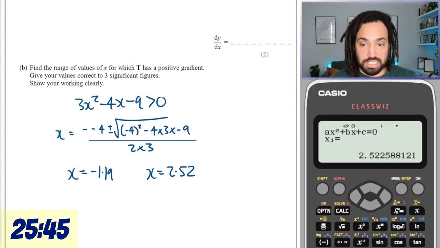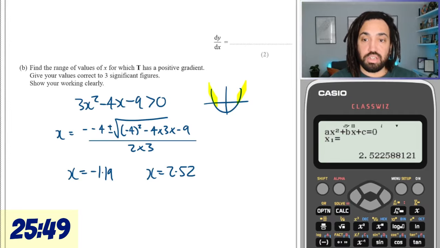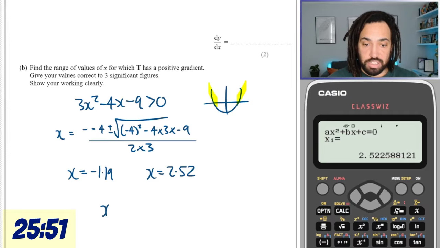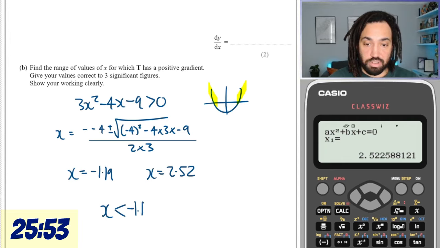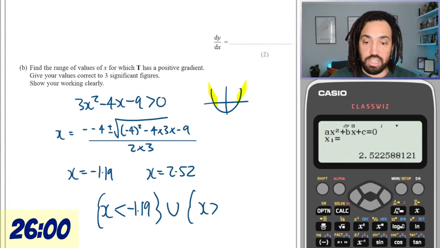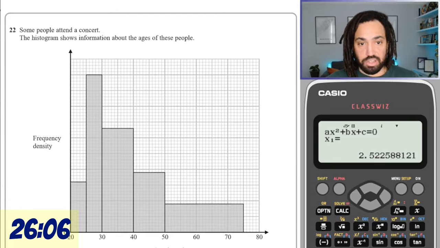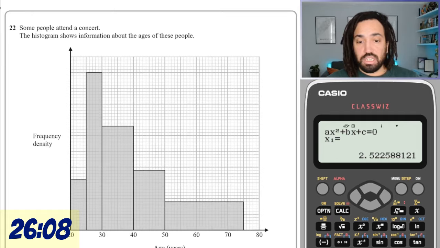But because it's a quadratic inequality, we're looking for the bits where it's greater than 0. So x is to the left of the smaller one, union, which means like or, it's to the right of the bigger one, like so. Quadratic inequalities, check out my video on that if you didn't understand that question.